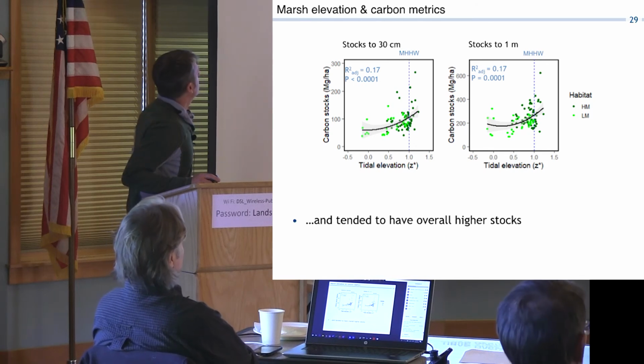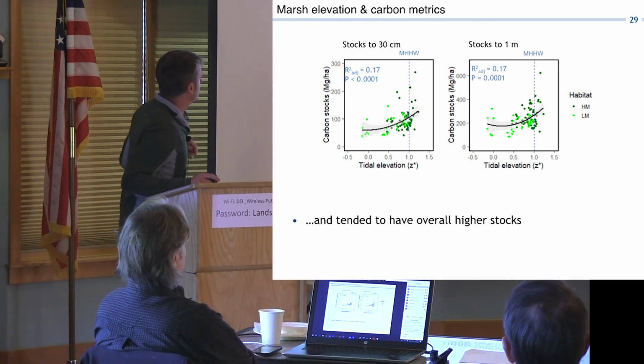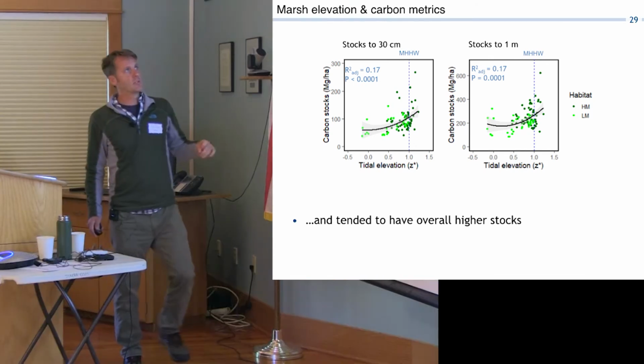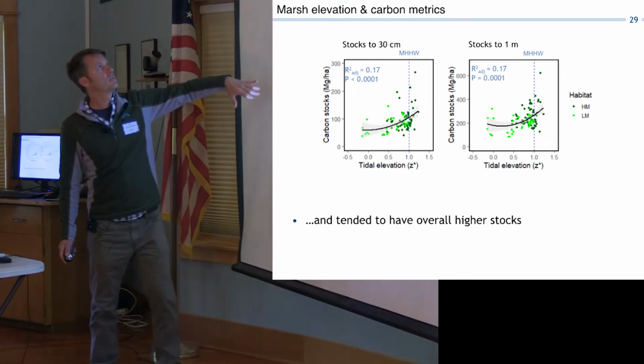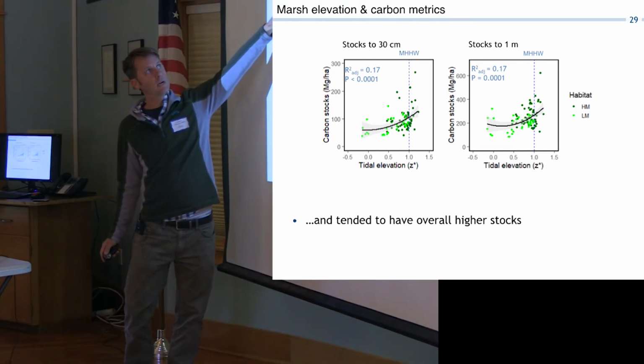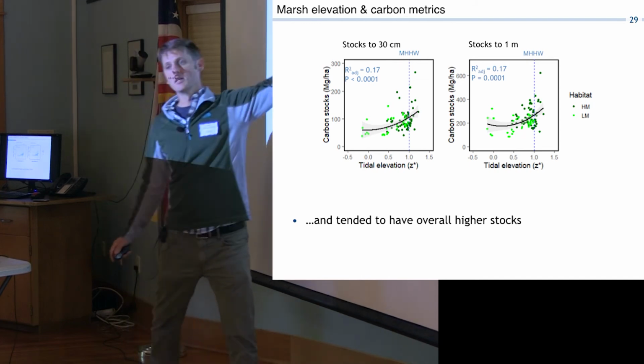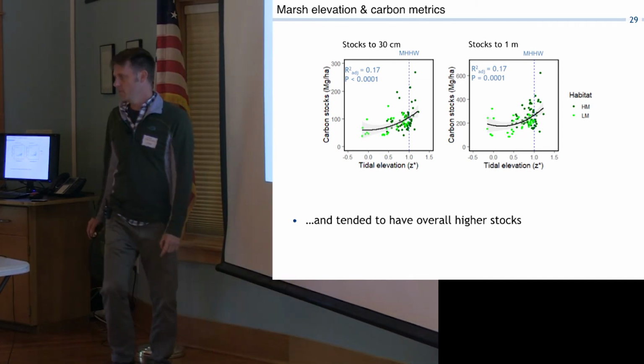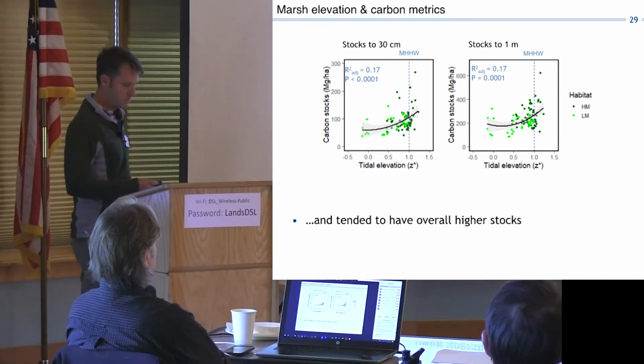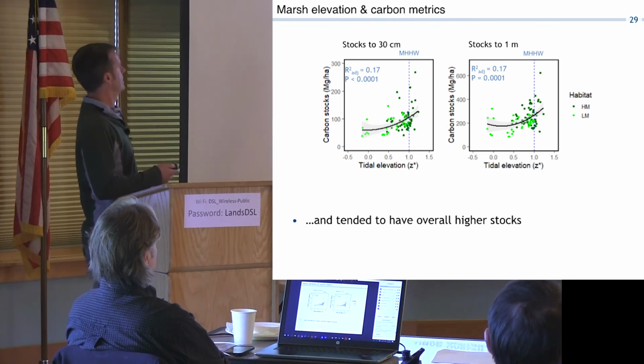Okay, and a couple more of the carbon metrics with elevation. The relationships do get a little bit weaker. This is carbon stocks in the top foot of the soil, and then carbon stocks in the top meter. And these are marshes only. Sorry, I didn't state that earlier.